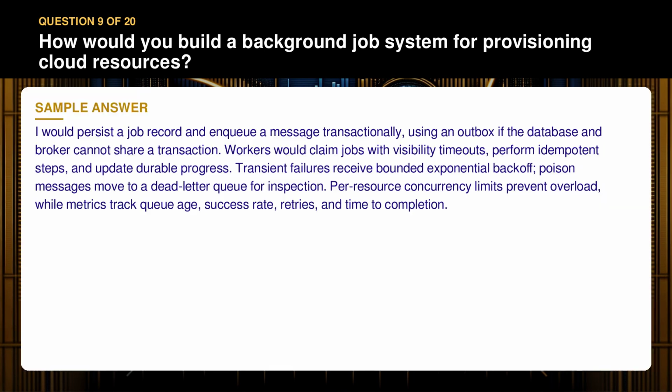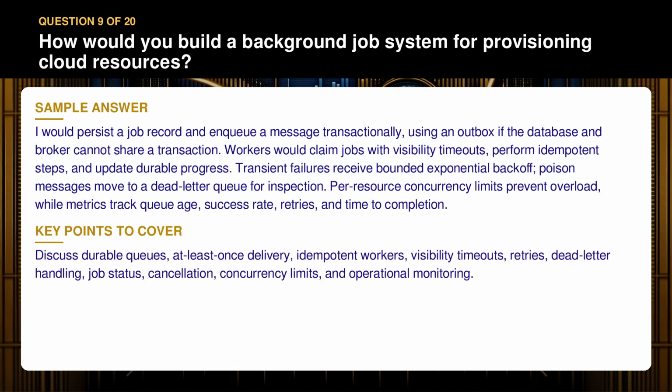I would persist a job record and enqueue a message transactionally, using an outbox if the database and broker cannot share a transaction. Workers would claim jobs with visibility timeouts, perform idempotent steps, and update durable progress. Transient failures receive bounded exponential backoff. Poison messages move to a dead letter queue for inspection. Per-resource concurrency limits prevent overload, while metrics track queue age, success rate, retries, and time to completion.